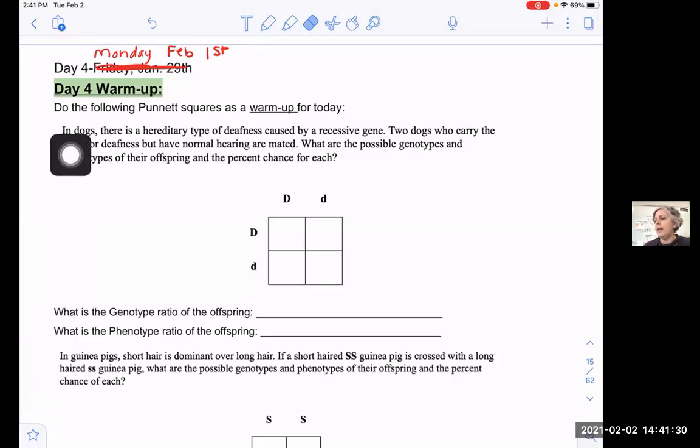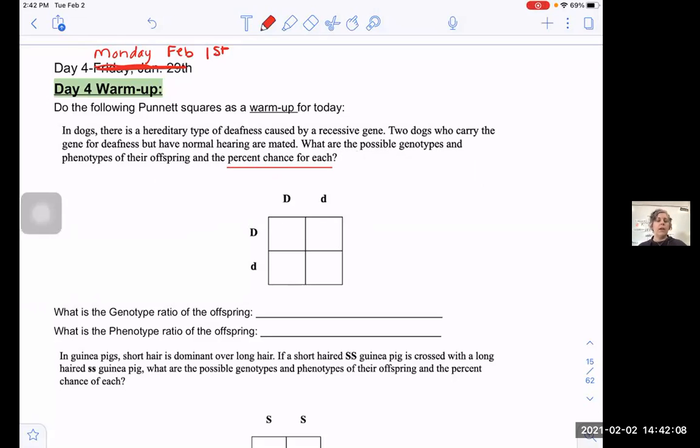So we're looking at, in dogs, there's a hereditary type of deafness caused by a recessive gene. So the recessive allele leads to deafness. If we have 2 dogs who carry the gene for deafness, but they have normal hearing, so they're heterozygous, what are the possible genotypes and phenotypes of their offspring and the percent chance for each? We're going to talk today about percent and how we figure that out when we're looking at Punnett squares as well.